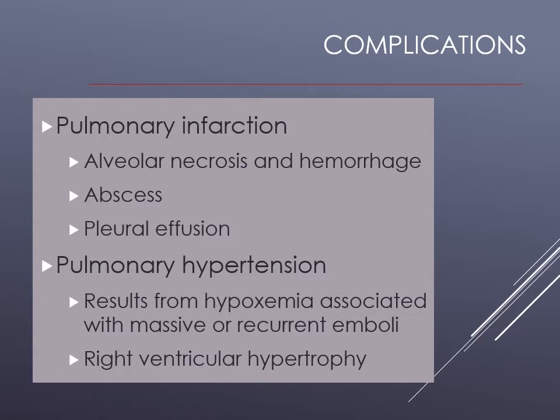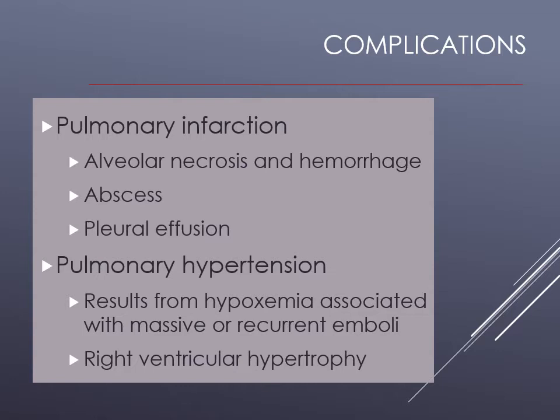Pulmonary infarction, or death of the lung tissue, is most likely when the following factors are present. First, occlusion of a large or medium-sized blood vessel, which is defined as greater than 2 millimeters in diameter. Second, insufficient collateral blood flow from the bronchial circulation. Or third, a pre-existing lung disease. Infarction results in alveolar necrosis and hemorrhage. Occasionally, the necrotic tissue becomes infected and an abscess may develop. Concomitant pleural effusion is frequent.